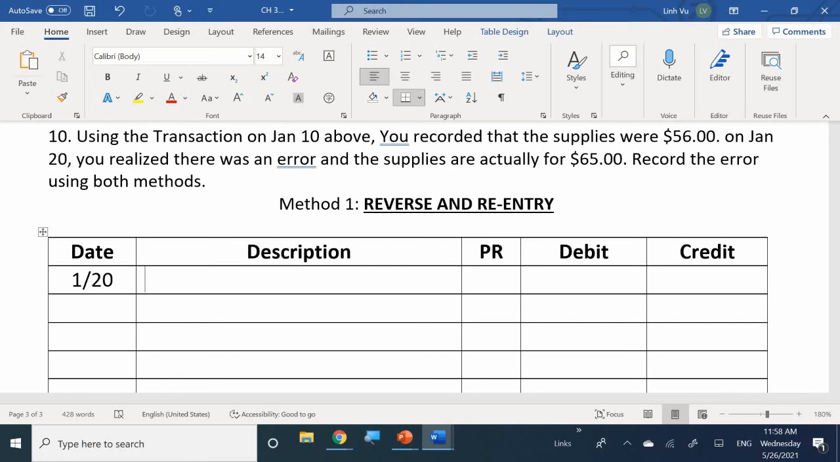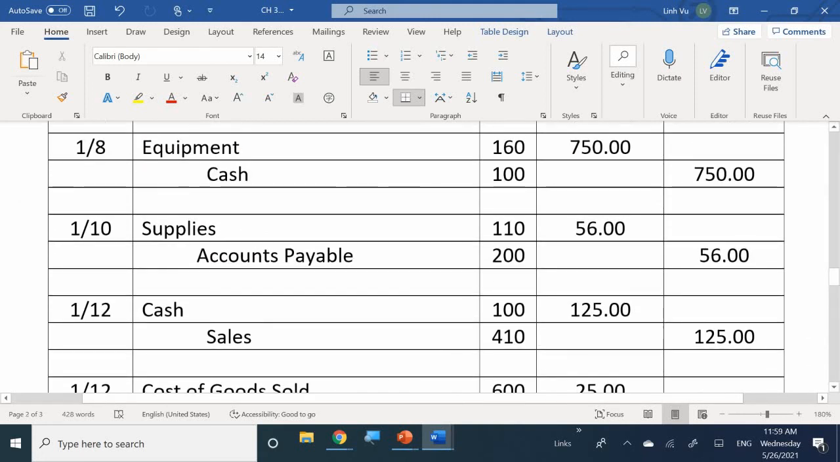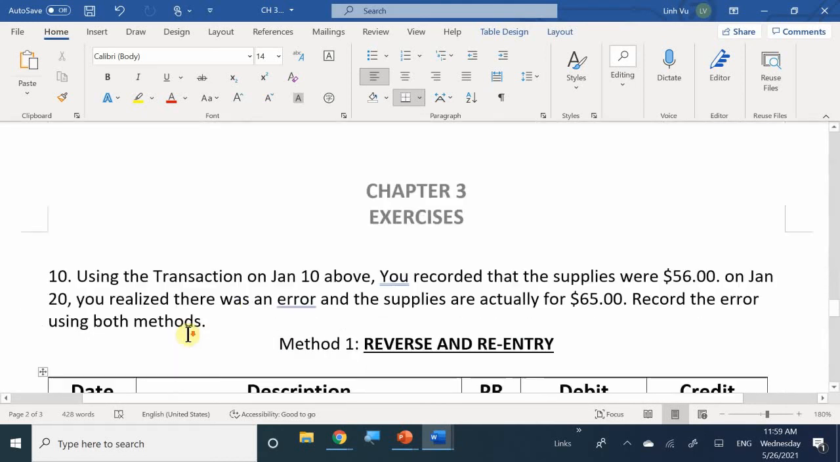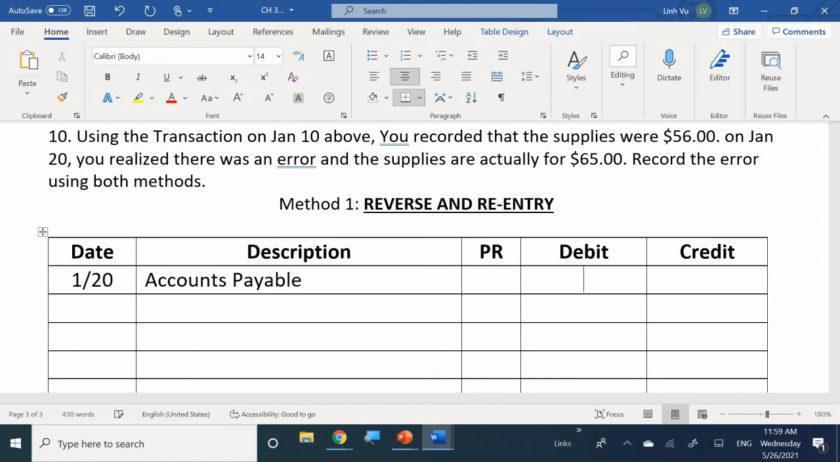So debit the cash, right? Now, did we pay with cash for this transaction? How did we pay? Oh, accounts payable. Yes, we owed them money. So in this case, we're reversing that transaction, so therefore we no longer owe them the money. And then what are we returning? Supplies. Supplies for $56, yes, that's correct.